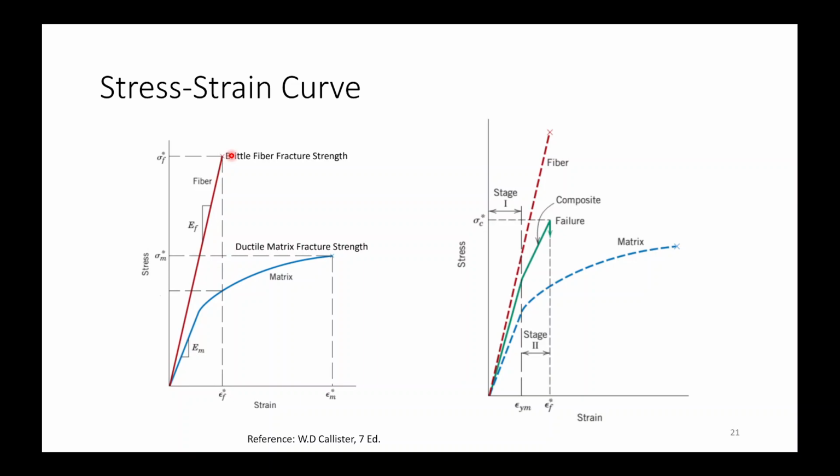Now, when we are making a composite using both of these, the stress strain curve for a composite will look like this. It will be intermediate to both of these. It will fail like this, and it will have a higher Young's modulus compared to the matrix but lower compared to the fiber.